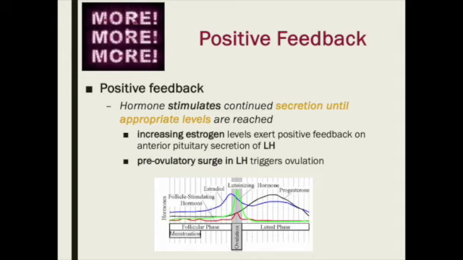But now we have to look at the positive feedback. The hormone stimulates continually through the secretion until appropriate levels are reached. Increasing estrogen levels is going to exert a positive feedback on the anterior pituitary secretion of LH, which is luteinizing hormone. The pre-ovulatory surge in luteinizing hormone will trigger your body into ovulation.